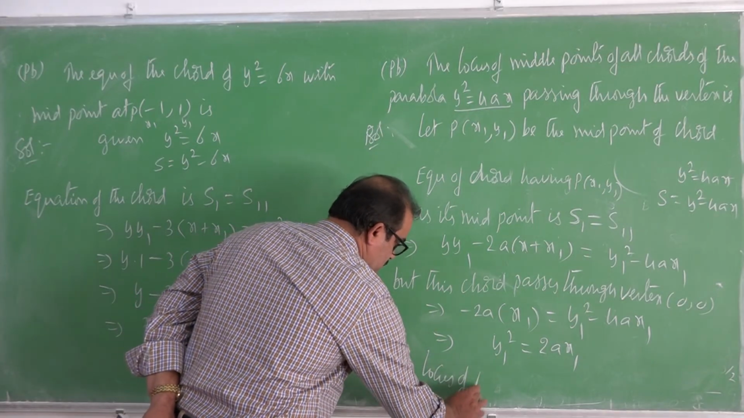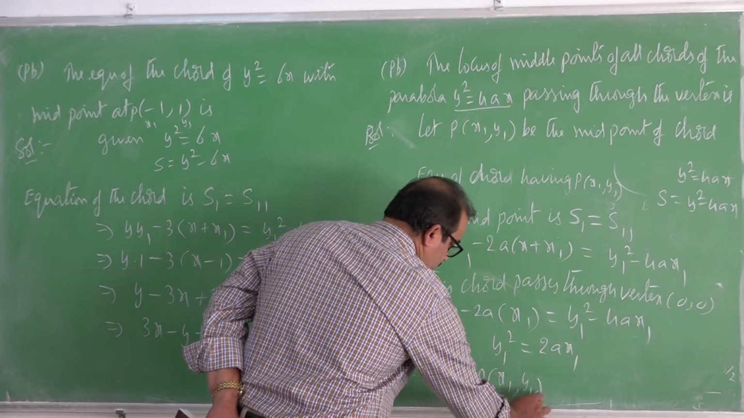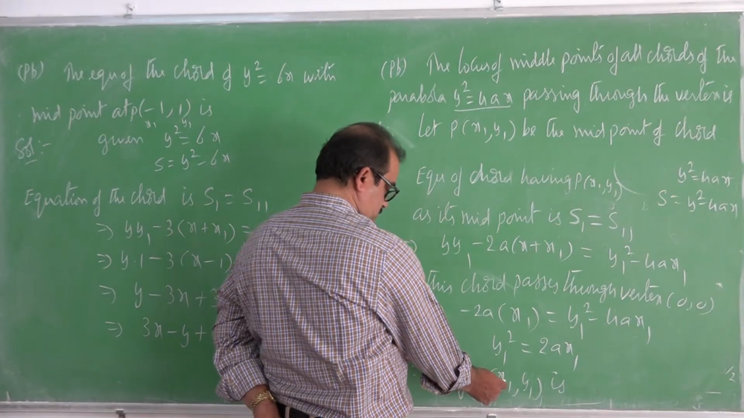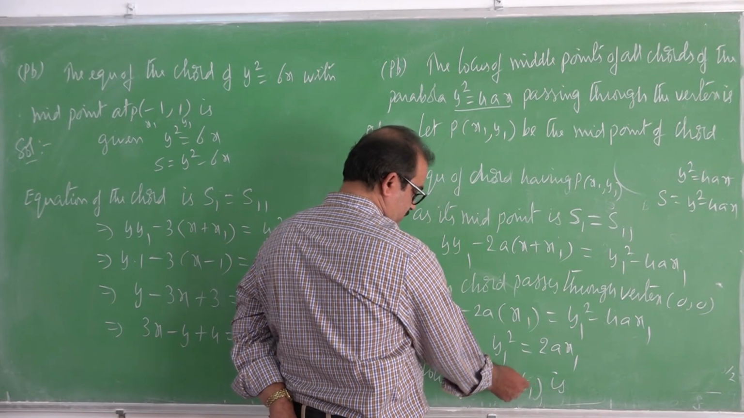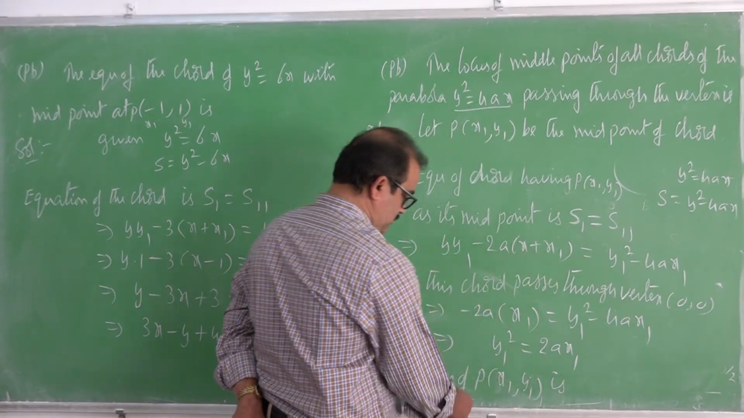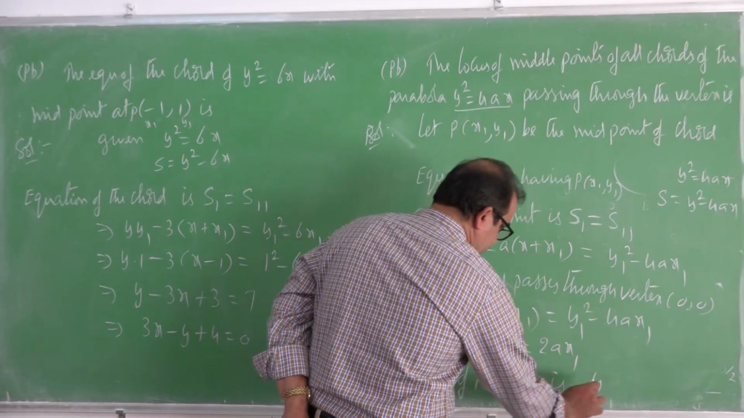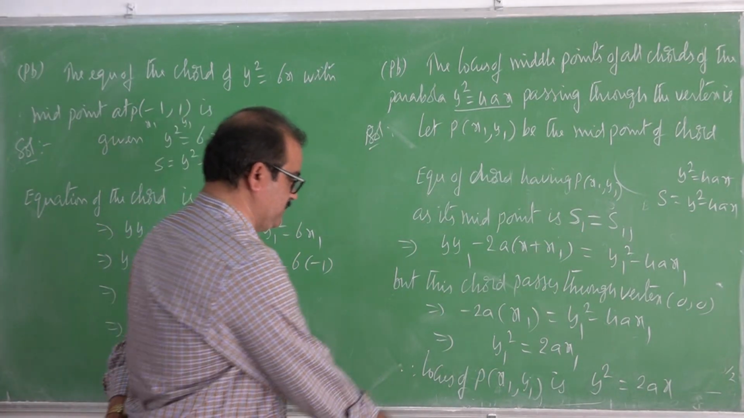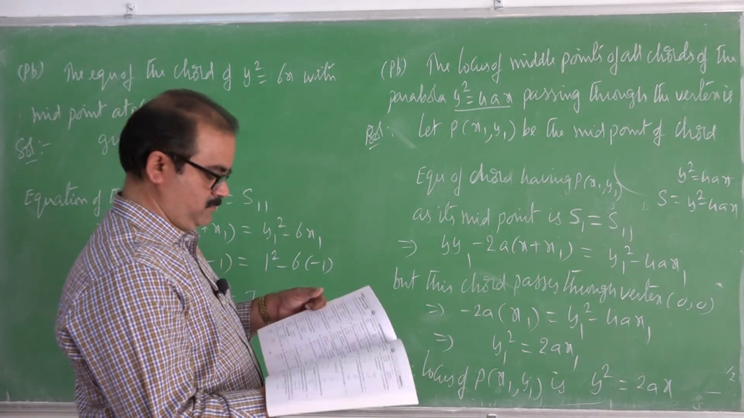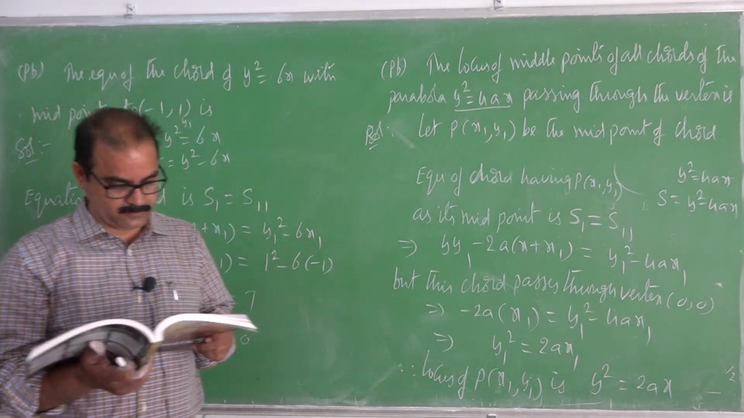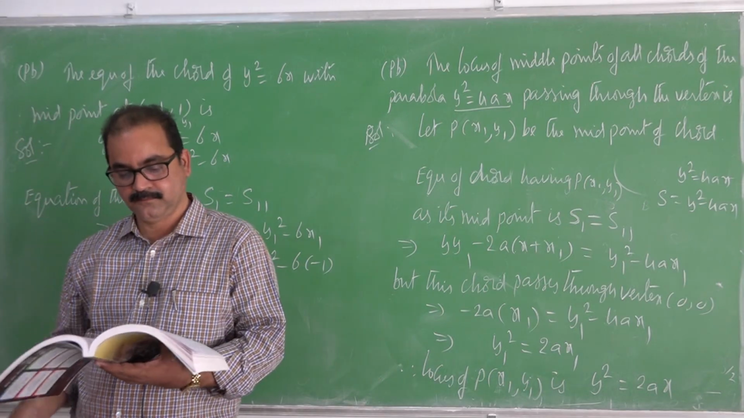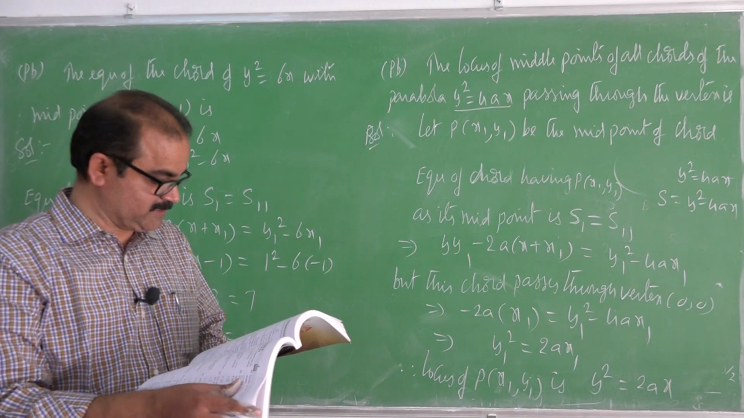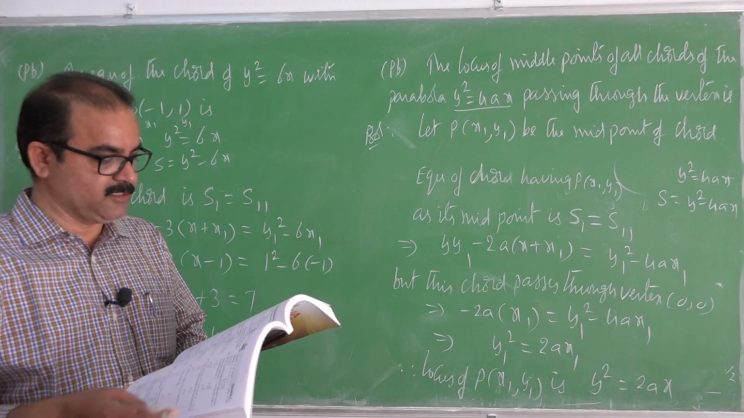Therefore, the locus of the point P(x1, y1) is, how to find the locus of any point? In place of x1 and y1 we write x and y, then we get the locus of that point P. So we get y square is equal to 2ax. That is the locus of this point P. In next class, we will discuss some objective problems on pole and polar.